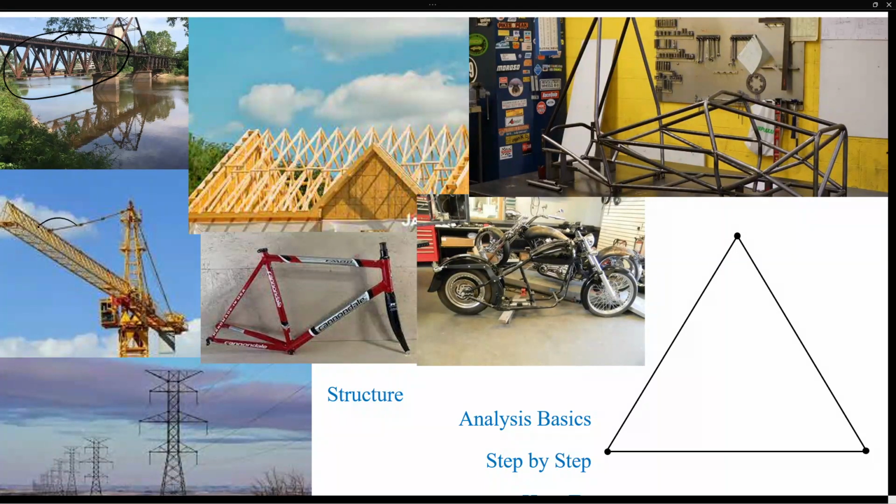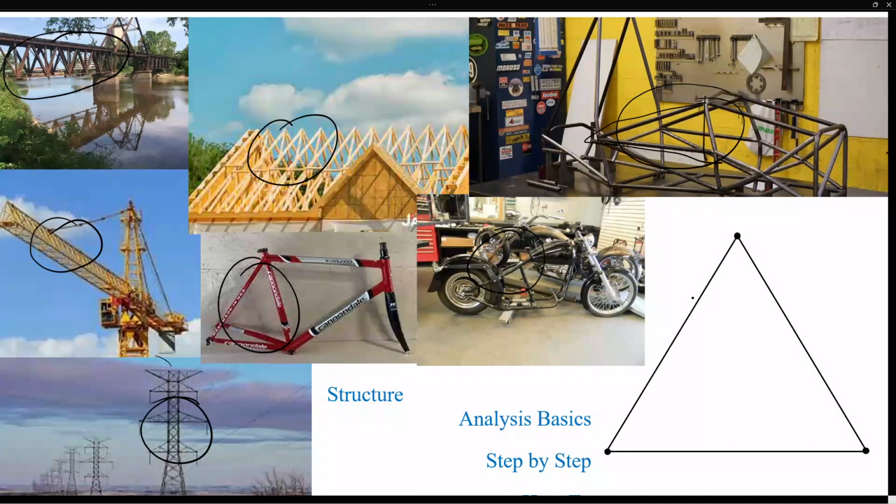If you look at this tower crane closely, there's some arrangement of triangles. The transmission line, the bicycle frame, roof truss, motorcycle, this is our formula car chassis. You can see they're made of simple triangles. So the basic element that makes all of these different complex structures is basically triangles.